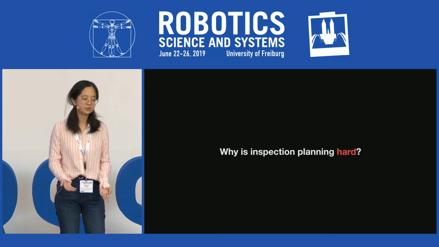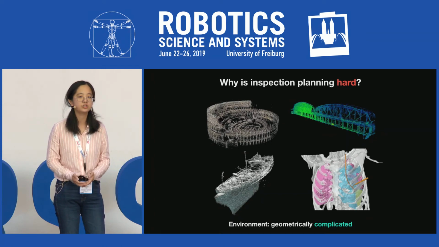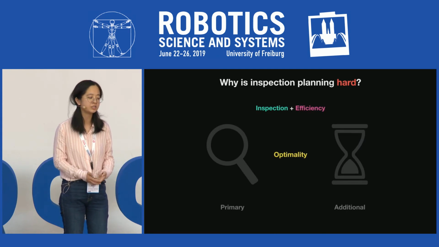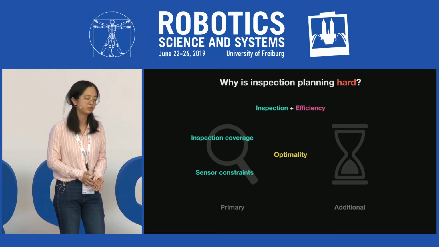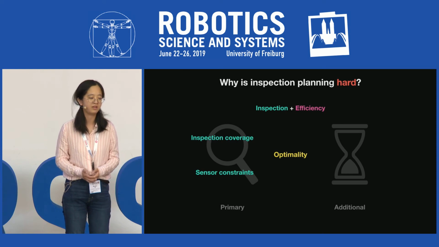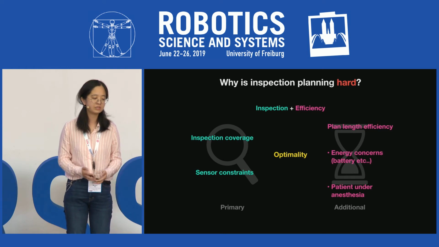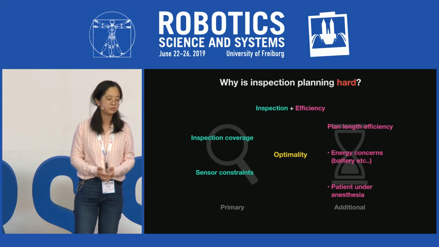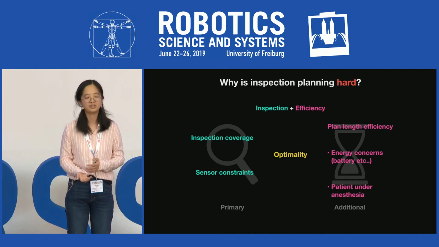Then why is inspection planning hard? First, to inspect these complex structures, the robot has to move in a geometrically complicated environment. And optimality in inspection planning considers inspection and efficiency. Primarily, we want to inspect as many points as we can while considering sensor constraints. And we also need to consider plan length, which could correspond to procedure time or distance traveled by the robot. For example, we need to consider battery constraints for a mobile robot. It is even more important in the medical case because the procedure should be completed as fast as safely possible to reduce costs and improve patient outcomes, especially when the patient is under anesthesia.